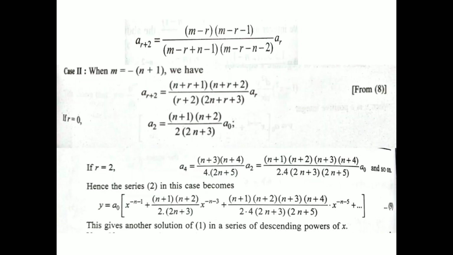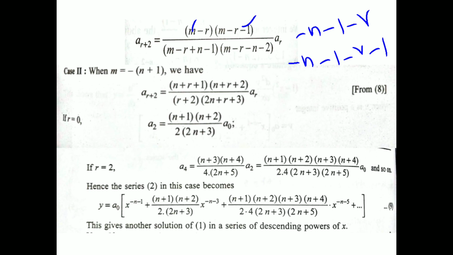And based on the other case, we also have m goes to minus n minus 1. That one we just need to substitute here. So in the place of m, minus n minus 1. Already minus r is there, so we could take minus common. So minus n minus 1 minus r we would get. And from here, minus n minus r, there also minus n minus 1 minus r minus 1.